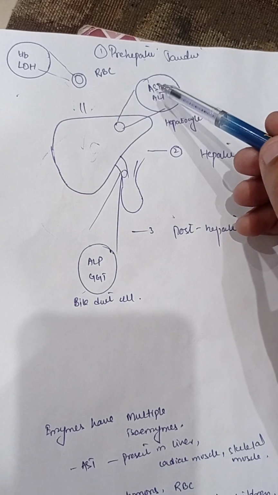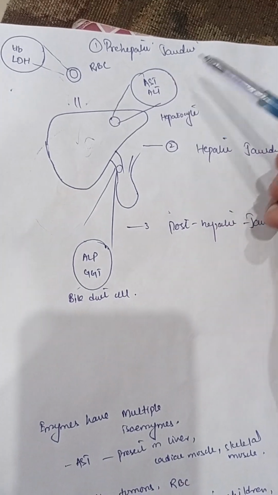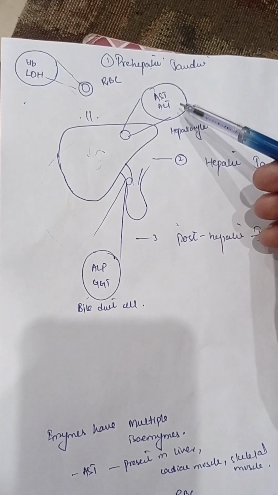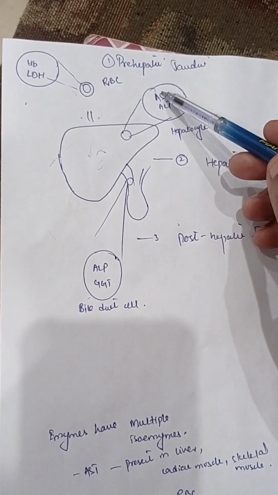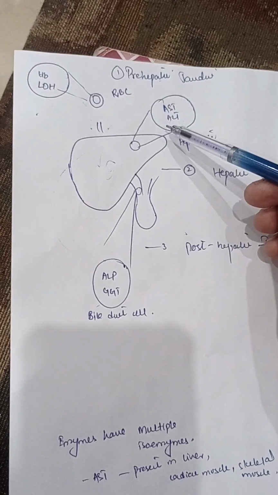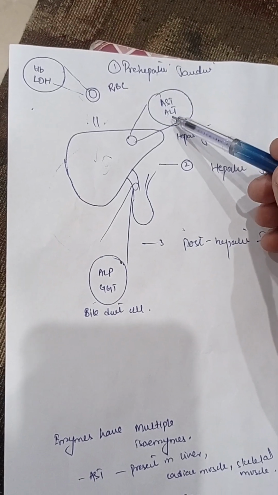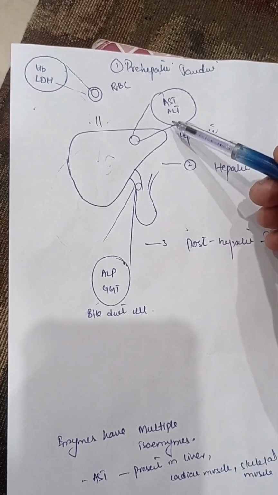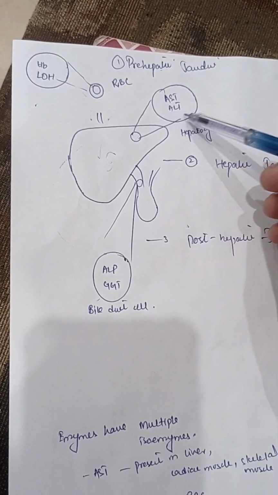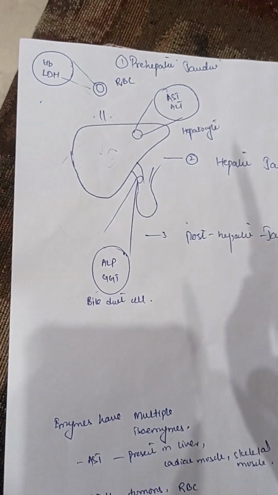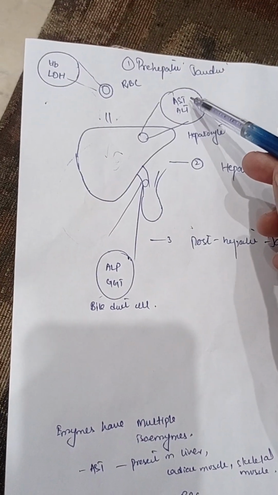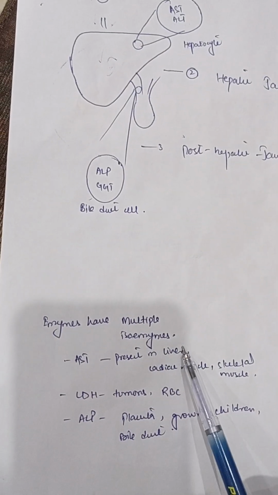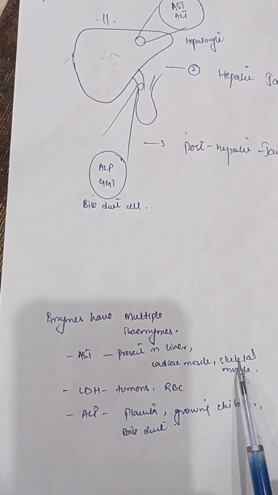Now when the hepatocyte breaks, the AST and ALT will come out, as these two enzymes are present in the hepatocyte. Now remember one thing: AST is liver sensitive, not specific. ALT, remember from the L, is liver specific. This means that ALT is present only in the liver, and AST is liver sensitive. This means that AST is present in the liver, cardiac muscle, and skeletal muscles.